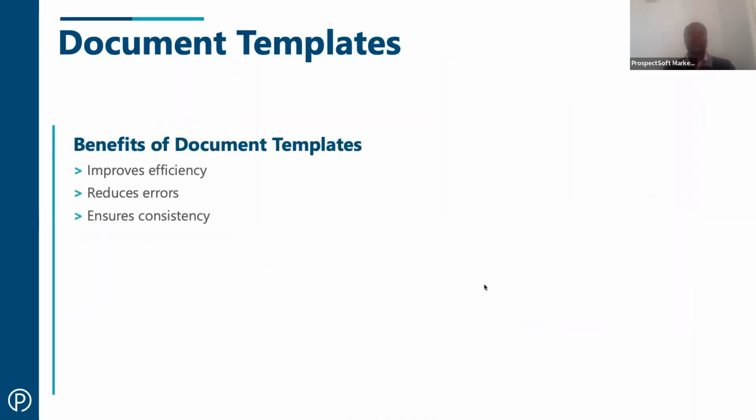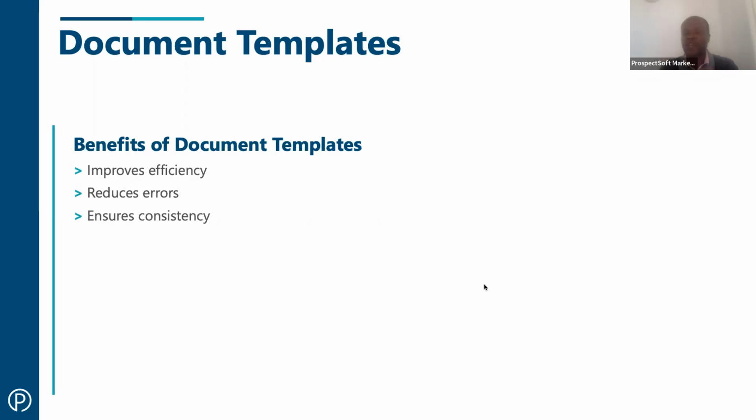And so to start with, within Prospect CRM, as mentioned, you have document templates, and the benefit of having document templates within Prospect CRM is that it improves efficiency. Each time you want to send an email or a document to a contact or a customer, you're not having to copy and paste or type in the email each time. It's all there ready for you as a template. So it just makes your life a lot easier and improves efficiency.